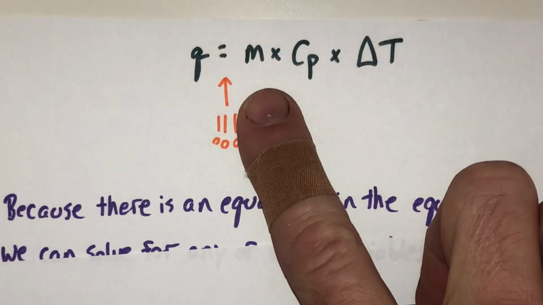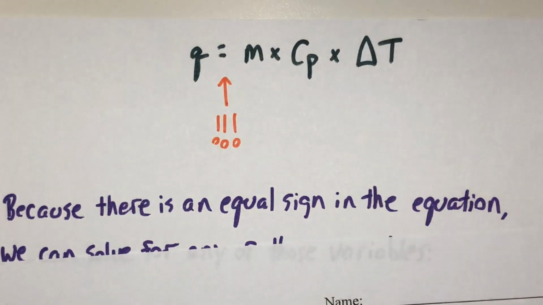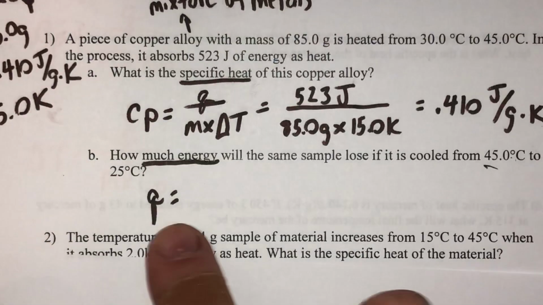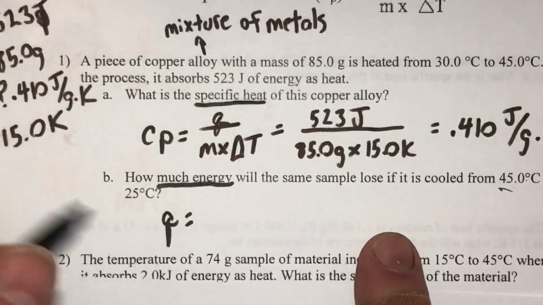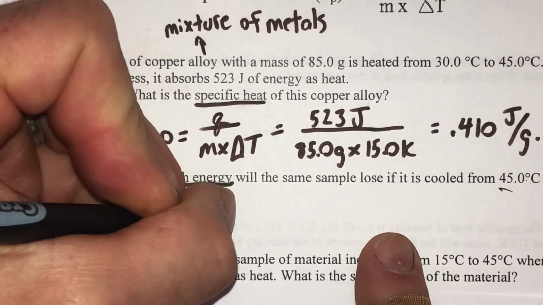So we're solving for Q. We're going to use the original equation and just multiply all 3 of those variables together. Okay, so M, our mass, same sample they said, so it's 85 grams.